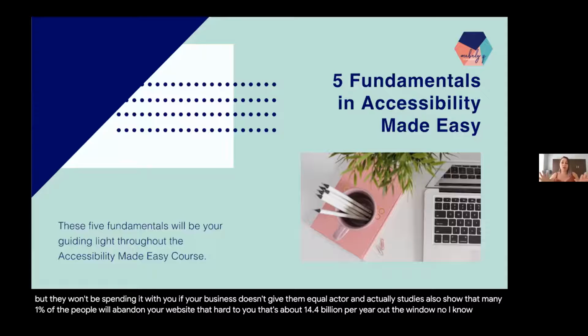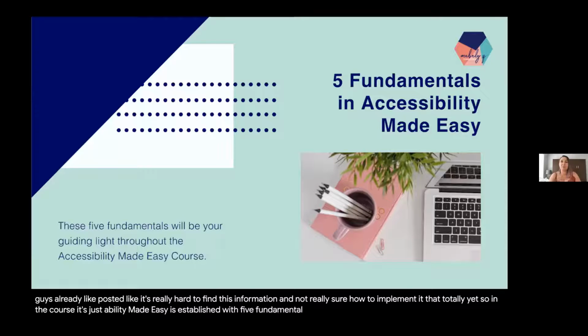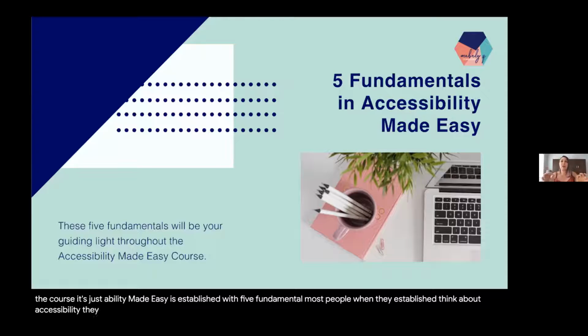So I know you guys already posted, it's really hard to find this information and you're not really sure how to implement it. That's totally it. So the course, Accessibility Made Easy, is established on 5 fundamentals. Most people, when they think about accessibility, think it's just their website. And to be truthful, website accessibility is complicated, technical, and costly.